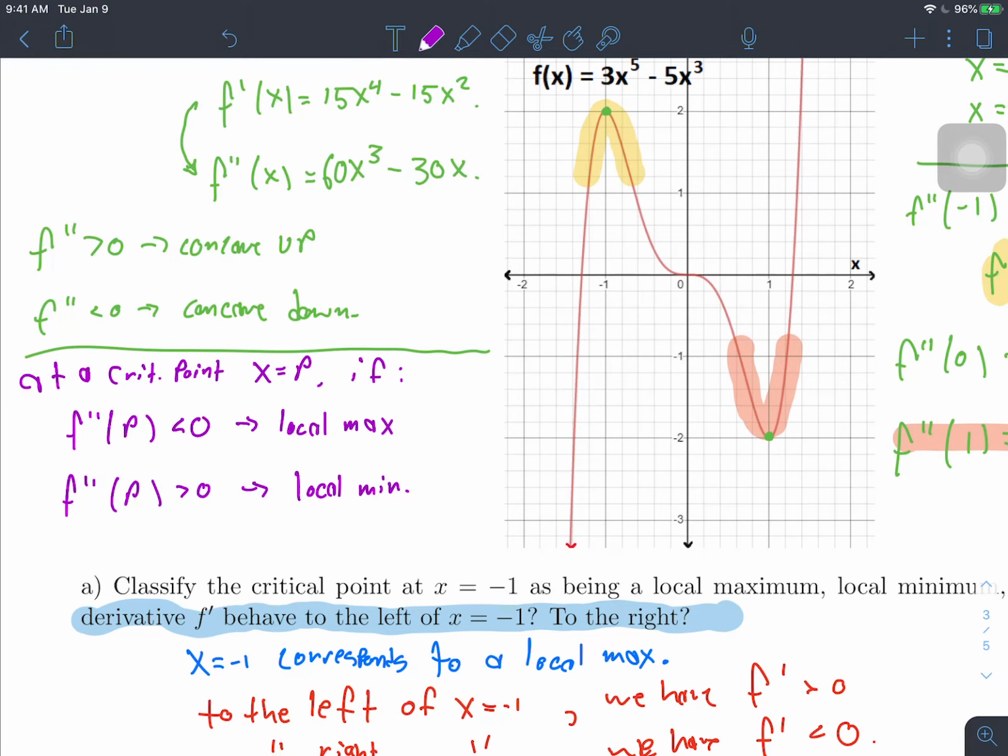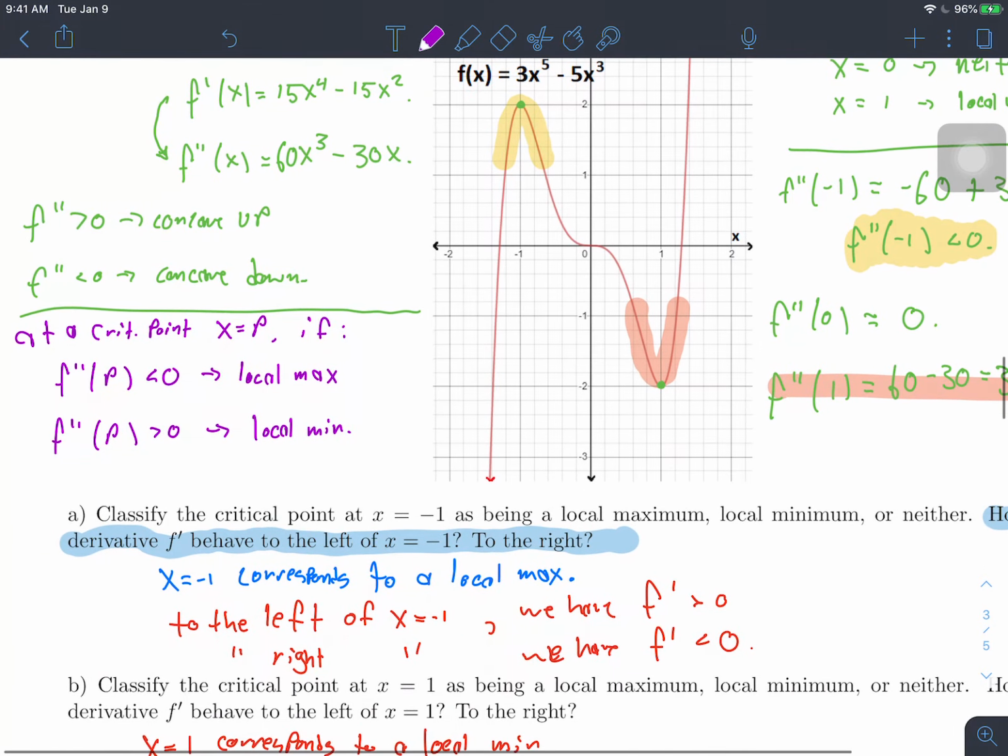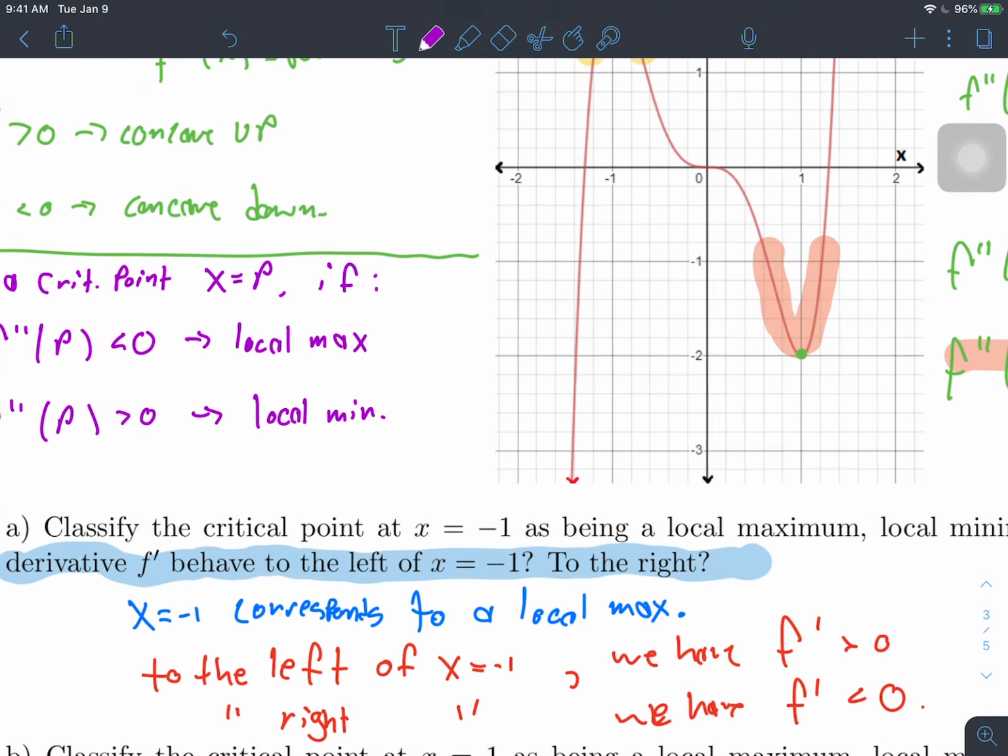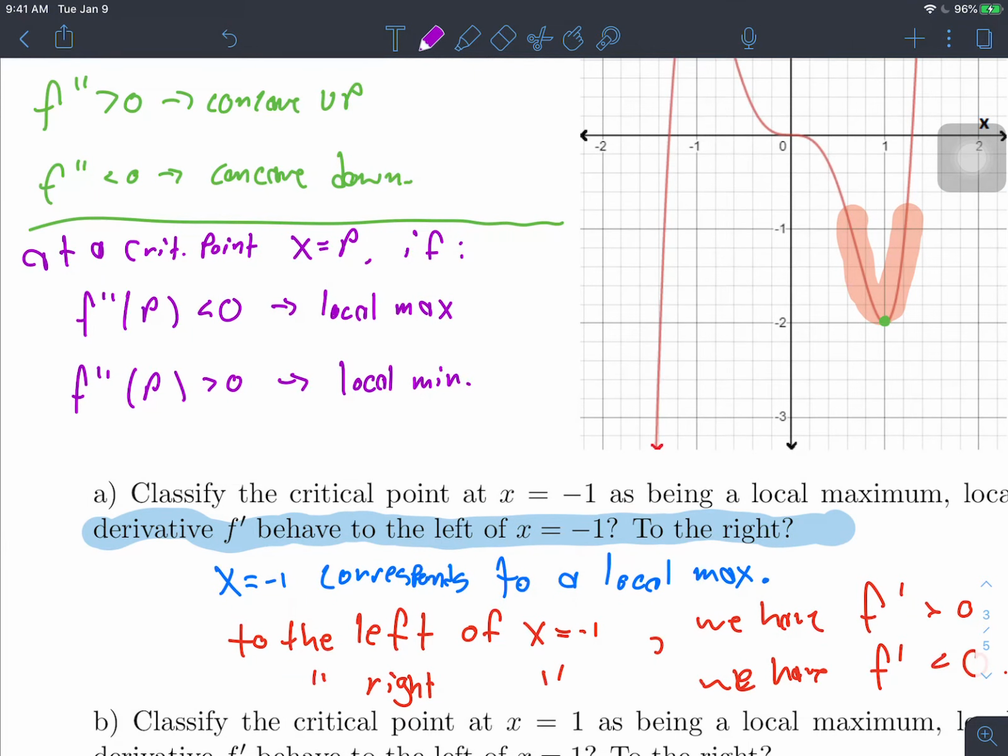Okay, now remember, this is completely consistent with how we remember concavity, right? What I wrote was concave down looks like the n in the word down, and concave up looks like the u in the word up. So concave down, our picture is going to look like this n here, which looks like a local max. Likewise, concave up, our picture looks like this u here, which corresponds to a local min.